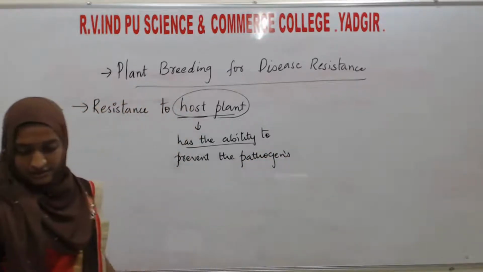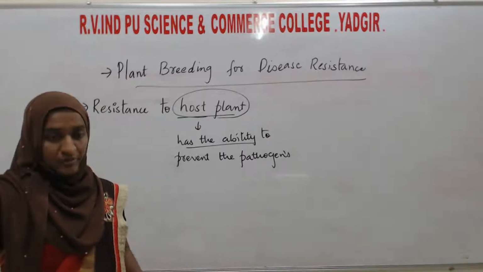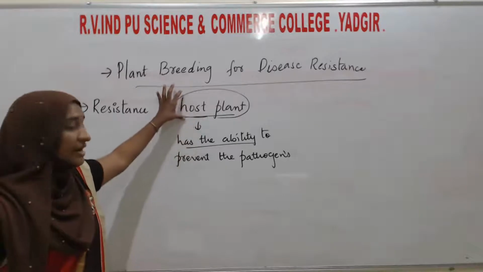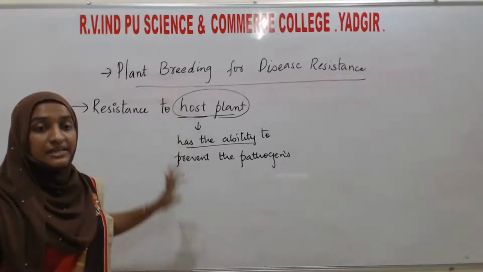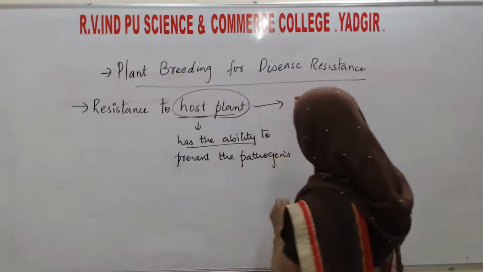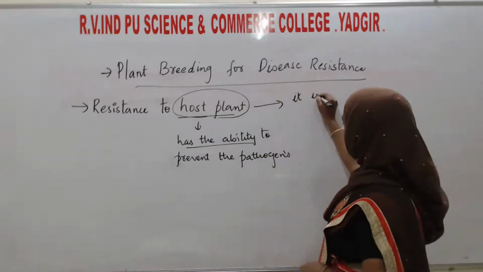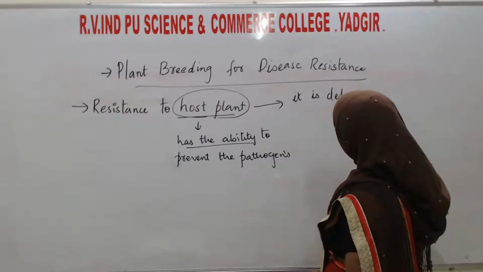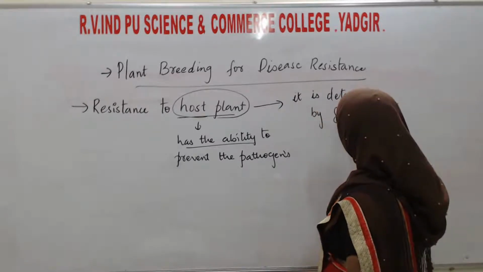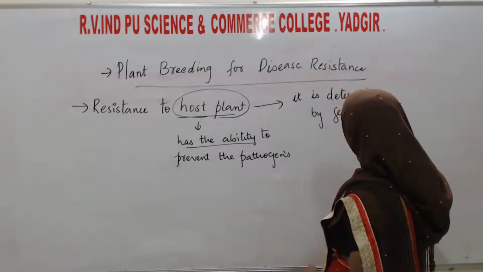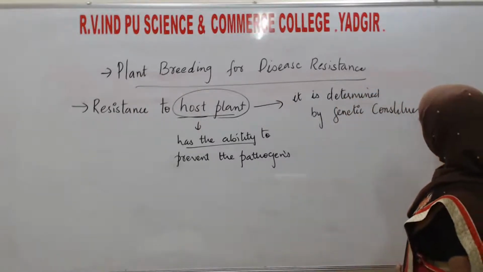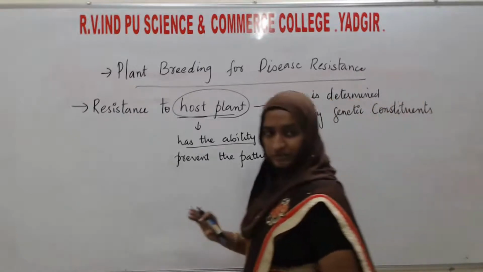Okay, the next thing here, so pathogens from causing the diseases. This is how this host plant is identified or determined, that is by the genetic constitution. This host plant is determined by genetic constituents. See here what I have to explain.